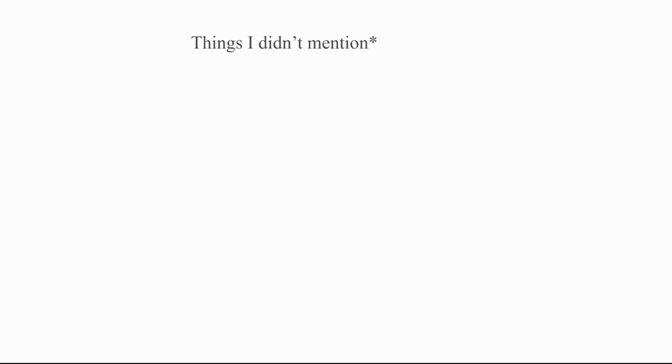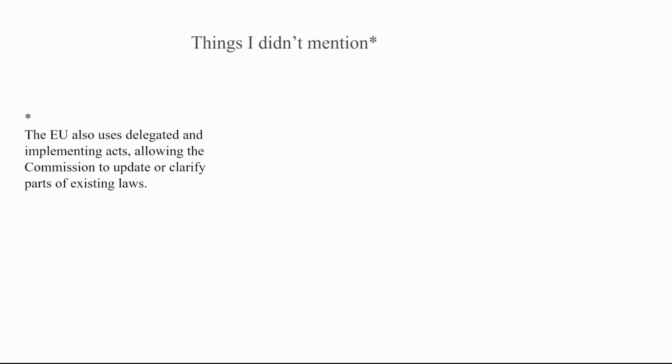Quickly before I finish this video, there were just some things I didn't mention because I wanted to keep it simplified, but I'm going to mention them quickly now. The EU also uses delegated and implementing acts, which allow the Commission to update or clarify parts of existing law. I'm going to be honest that I don't completely understand this myself, but as you can hear in the name, delegated acts, it is about the EU and Council delegating some legislative powers to the Commission, because some parts of laws need to be regularly updated, and then it's good if the Commission can do that. But these powers always originate from the Parliament and Council, so they can revoke them if they think the Commission is misusing them.